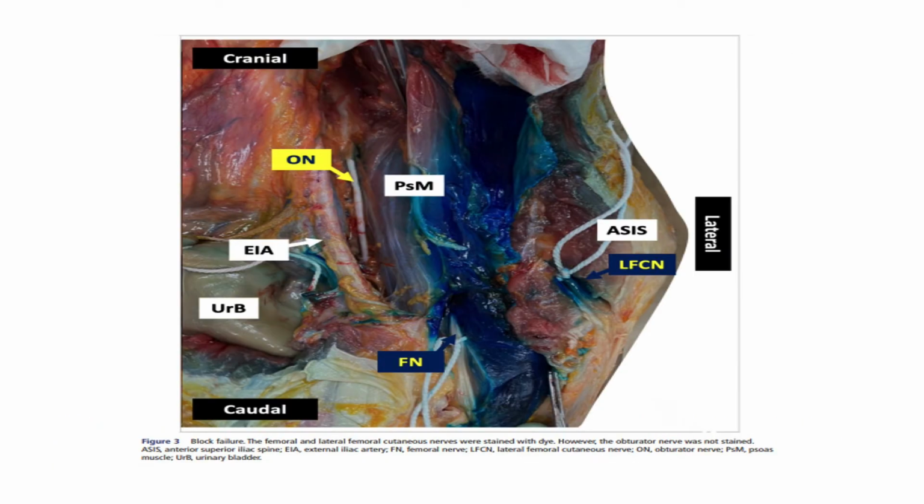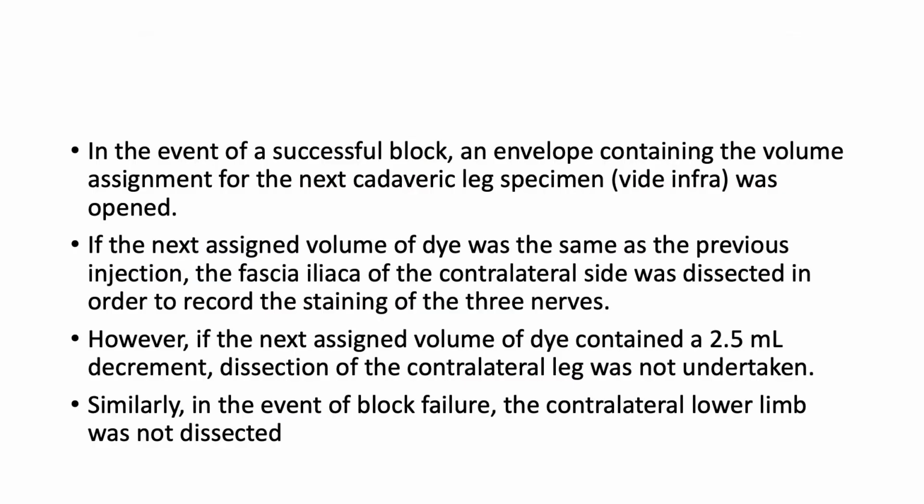So this is an example of block failure, where we can see the femoral and lateral femoral cutaneous were stained, but the obturator nerve was not stained. So, in the event of a successful block, an envelope containing the volume assigned for the next cadaveric leg was opened. If the next assigned volume was the same as the previous injection, the fascia iliaca was dissected in order to record the staining of the three nerves. However, if the next volume of dye contained a 2.5 ml decrement, dissection was not undertaken. Similarly, in the event of block failure, the contralateral lower limb was not dissected, as depicted in this diagram.